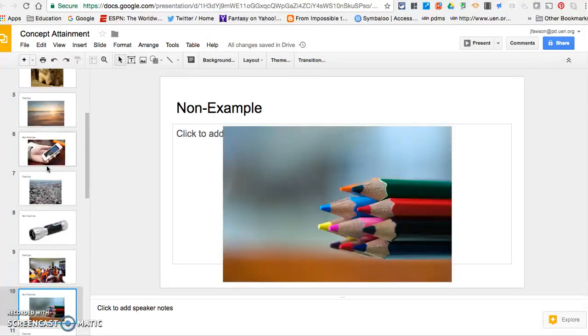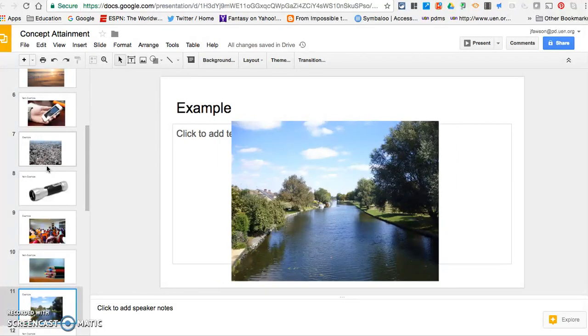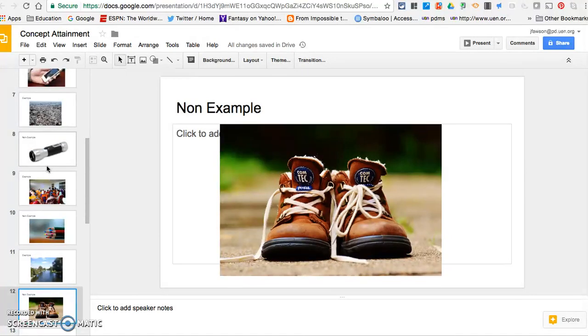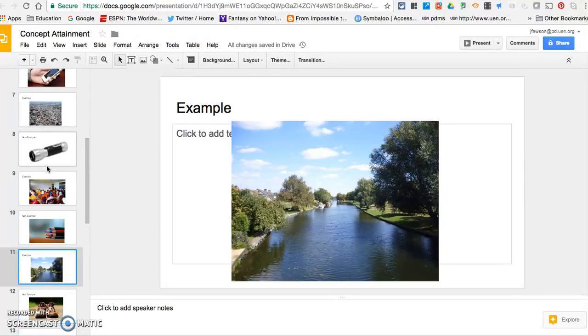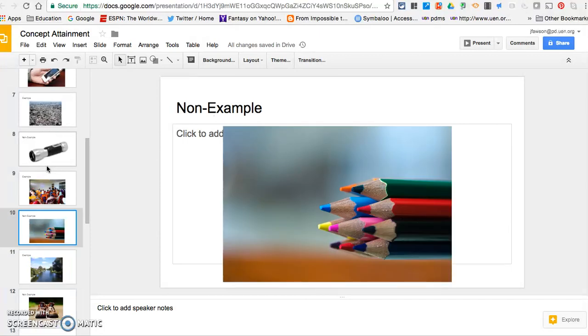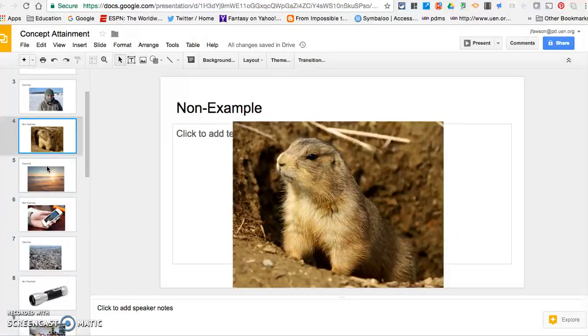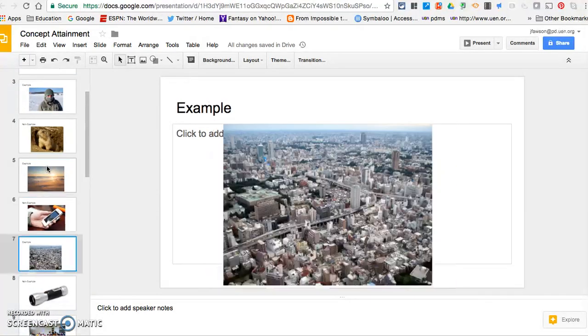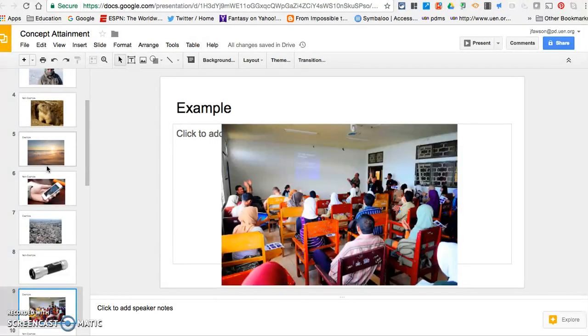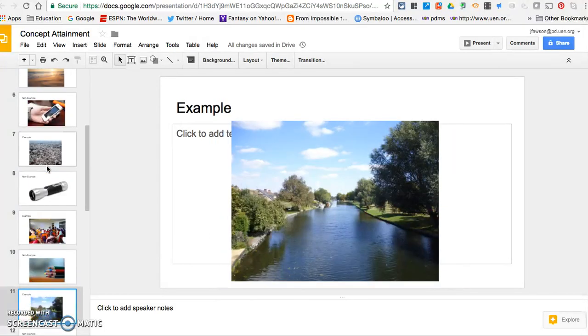Our next non-example is of a bunch of colored pencils. Then we've got water. In this case, we've got a river. And water is definitely one of the key features when it comes to where people settle. And then our last examples of shoes. And so at this point, our students are going to have composed some characteristics that all of our examples deal with. So we've got some weather conditions. We've got a really nice place. We've got a big city. We've got a school. And now we've got water.